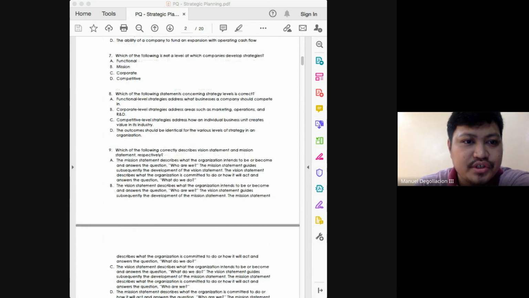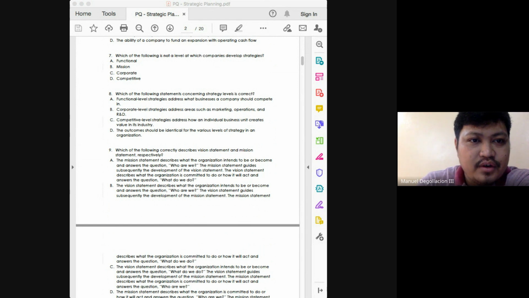Number seven, which of the following is not a level at which companies develop strategies? Okay, this is a very objective question. Out of the four choices, strategies are not developed on a mission level. There's no such thing. You have functional level, corporate level, and competitive level. Okay, definitely none for mission.